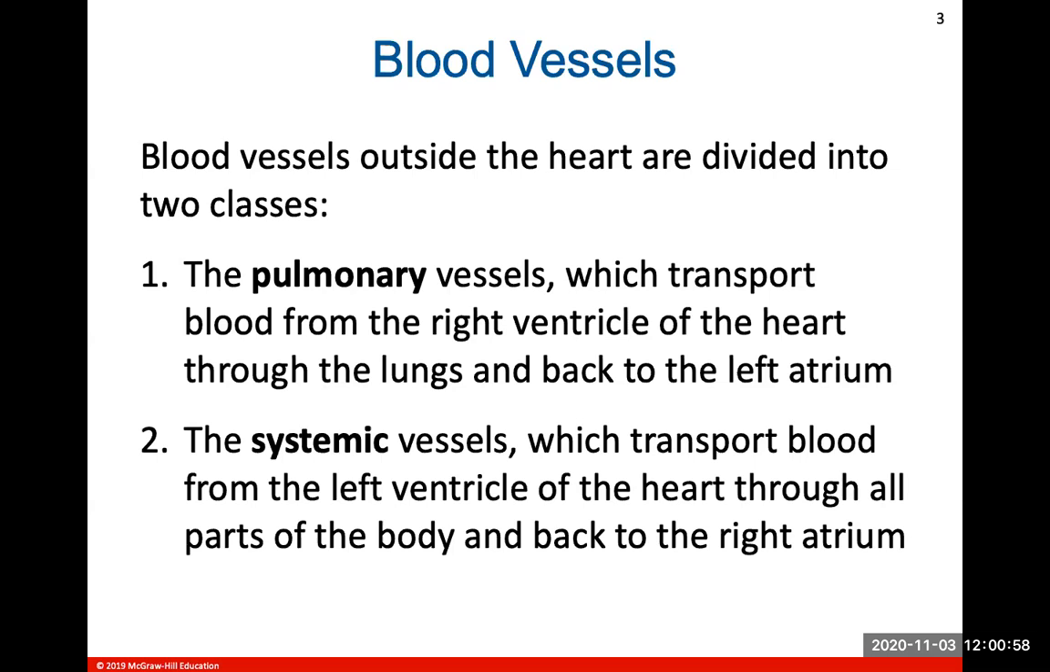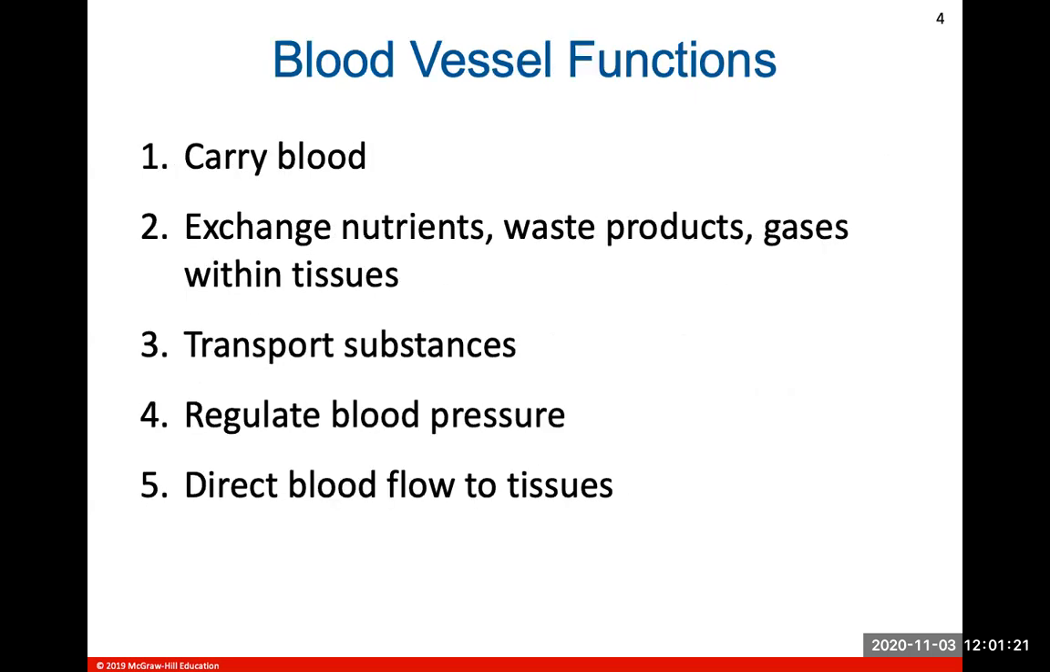So we classify your blood vessels outside of the heart into whether they're pulmonary or systemic vessels. Pulmonary vessels will transport blood from your right ventricle of the heart through the lungs and back to the left atrium, and that is to pick up oxygen. The systemic vessels will transport blood from the left ventricle of the heart through all parts of the body and back to the right atrium, and that is to deliver oxygen.